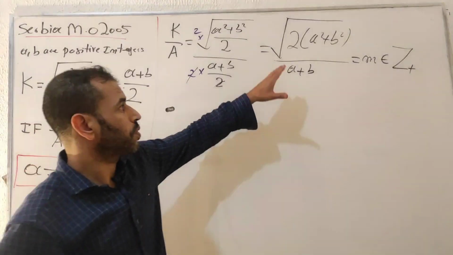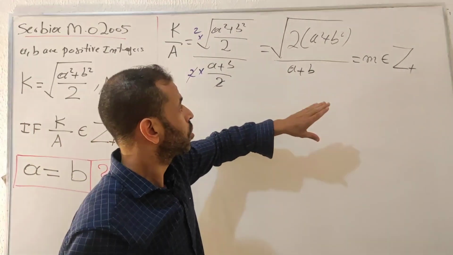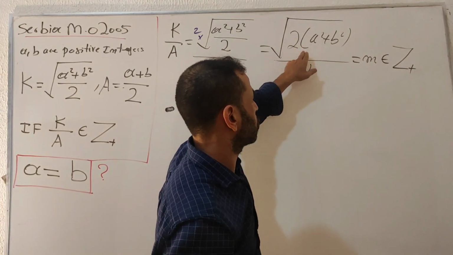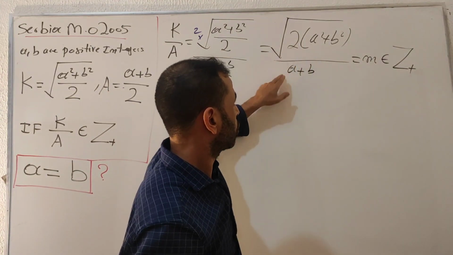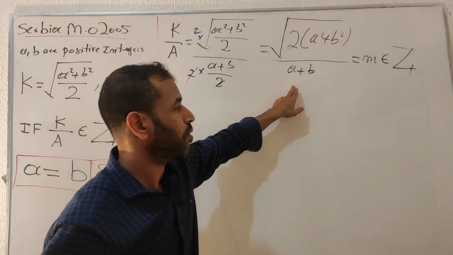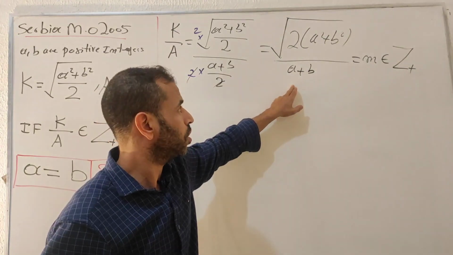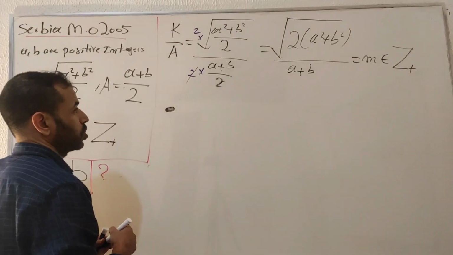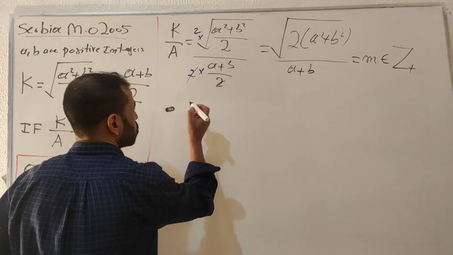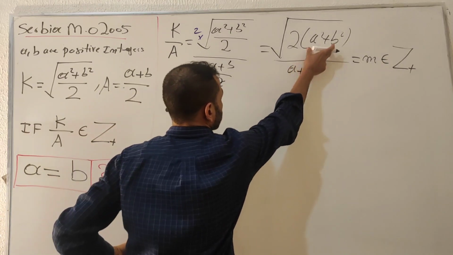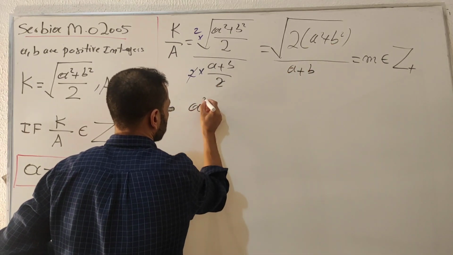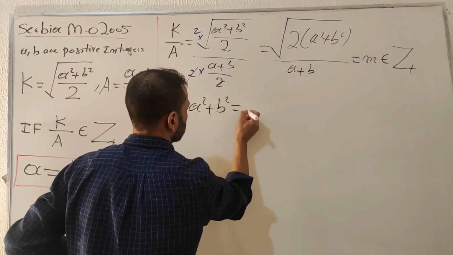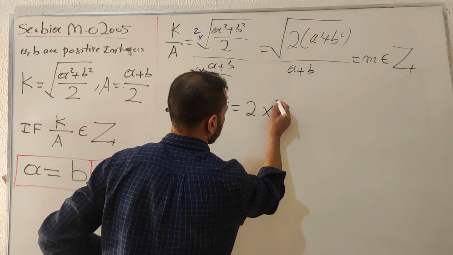So in order to have this fraction as a positive integer, we must have the inside of the square root be a positive integer, and also the whole fraction must be a positive integer as well. Let's start with this one. Let's go through these two pieces of information. So I get here a square plus b square equals 2 times x square.